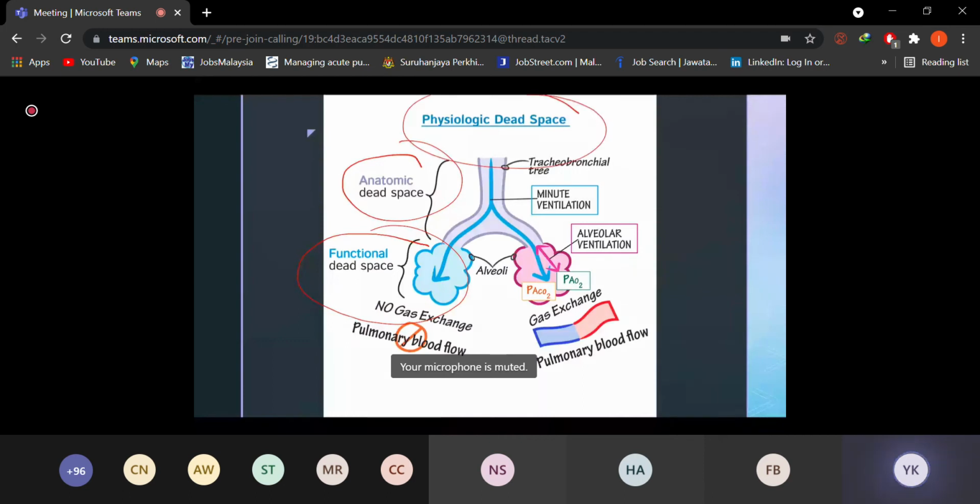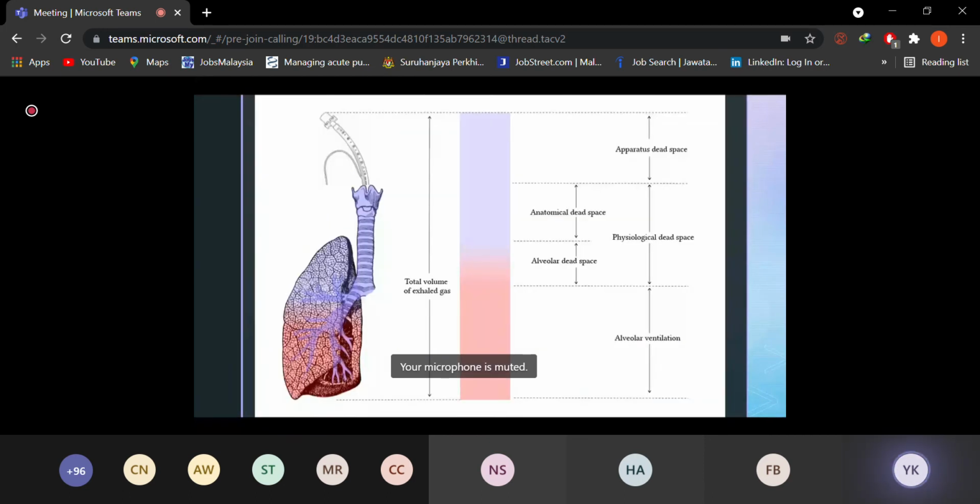Okay, so again, to show you what is the total anatomical dead space, alveolar dead space, and what is the physiological dead space. You can see this is the tube. We can also call it an apparatus dead space. So how much is actually able to be ventilated? This is the volume, alveolar ventilation. You breathe in so much air, you only use this amount of the air effectively to exchange with the pulmonary blood.